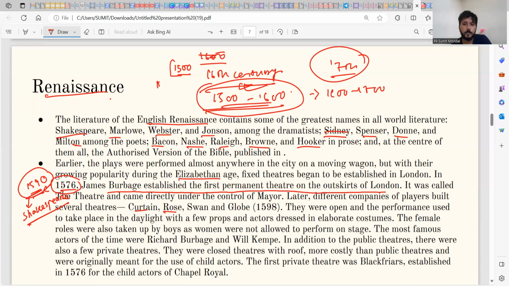Okay, several theatre groups you can find like Curtain, Rose, Swan, Globe. Globe Theatre is very important. You can still recall the name. It is still very important. And performance used to take place in the daylight with few props and actors. क्योंकि night में performance के लिए बहुत light की जरूरत होता है. And female roles basically were taken up by boys, as I have already mentioned. कि female performer नहीं था. Most famous actors are Richard Burbage and Will Kempe.